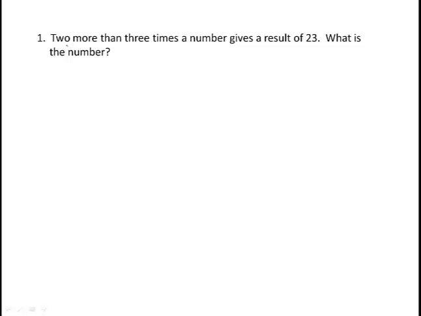For example, in this problem, we're told that 2 more than 3 times a number gives a result of 23, and we need to find the number. So we'll let the number be x. 2 more than means add 2. 3 times the number would be 3x, and gives a result of means equals, and the answer in this case should be 23. So the equation should be 3x plus 2 equals 23.